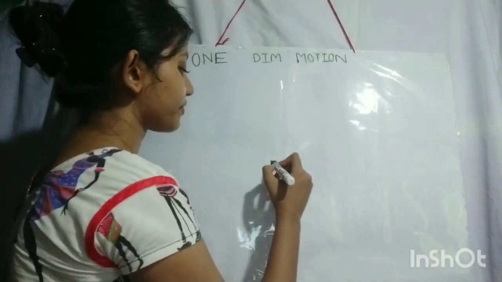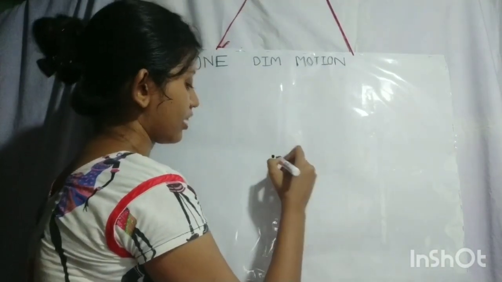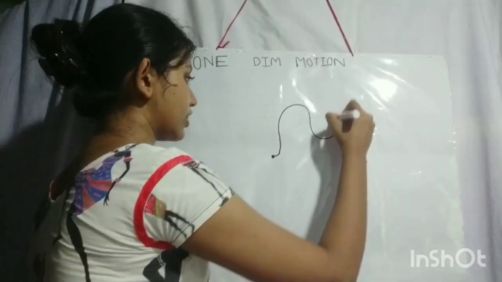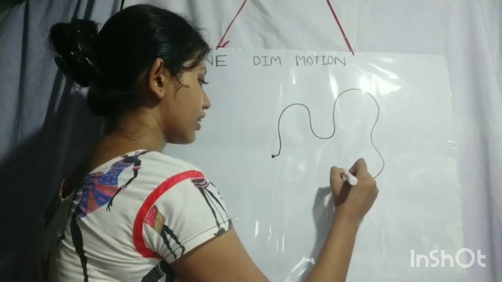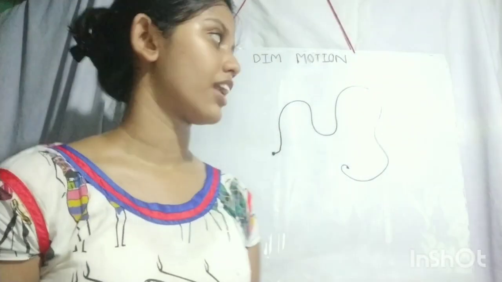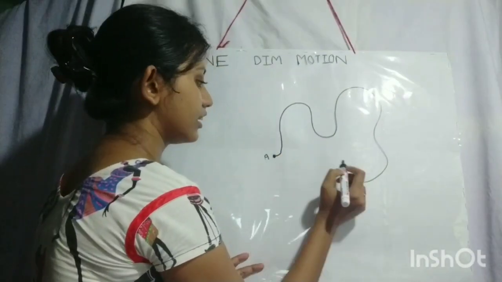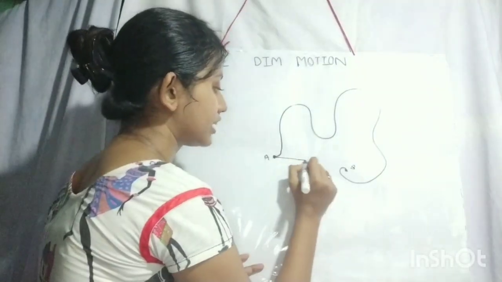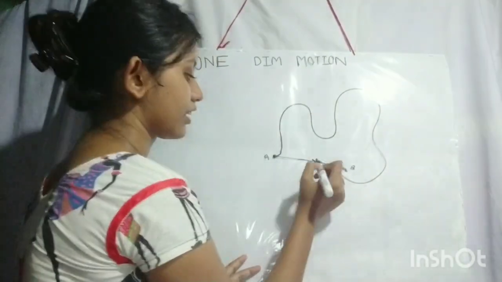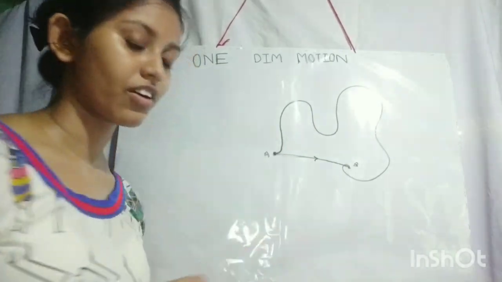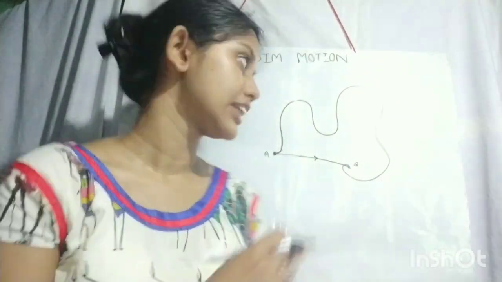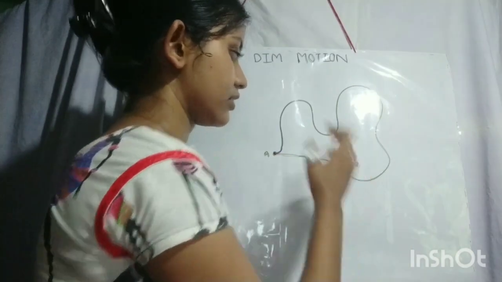Now I introduce two physical quantities, that is speed and velocity. Let a point be here, cross this path, and finally reach here. So what is the displacement of the point? Let this be point A and this be point B. So obviously the displacement is AB. But the total distance covered by the point is the whole path.